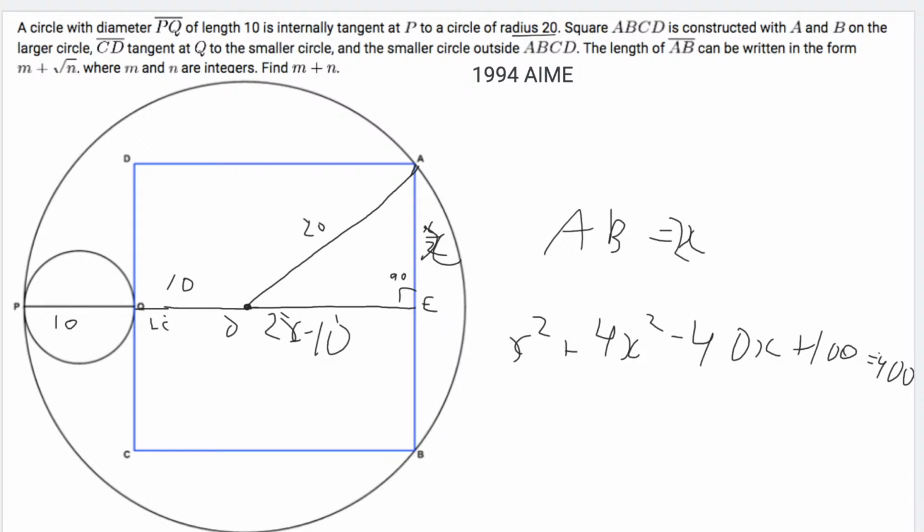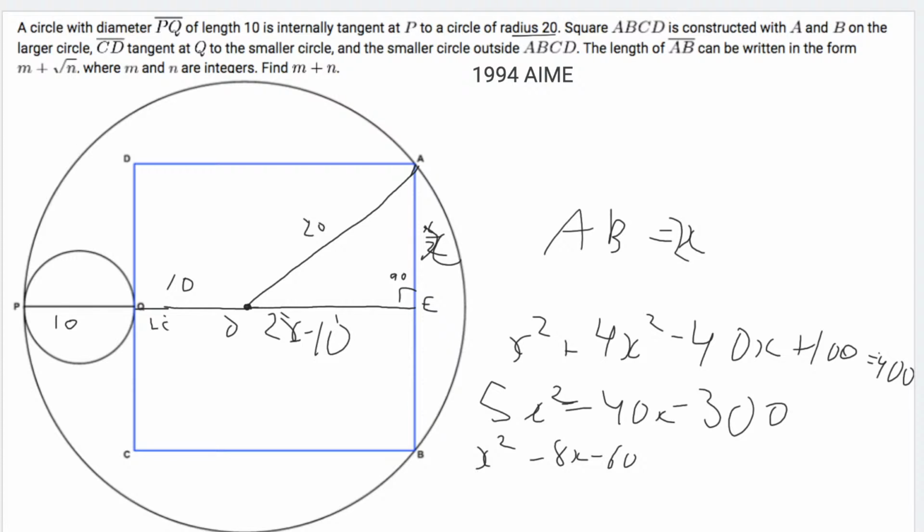Now, we just have to solve this equation. I think we're going to use the quadratic formula. So we know x squared plus 4x squared is just 5x squared. Now what is minus 40x? That's just minus 40x. Now you subtract 400 from both sides and you get minus 300. All of these numbers are divisible by 5. We're going to reduce this equation: x squared minus 8x minus 60.